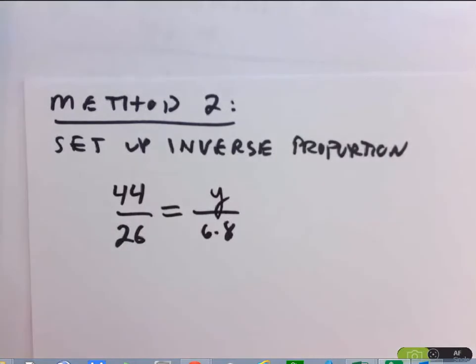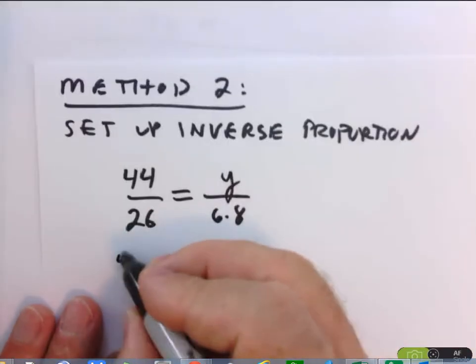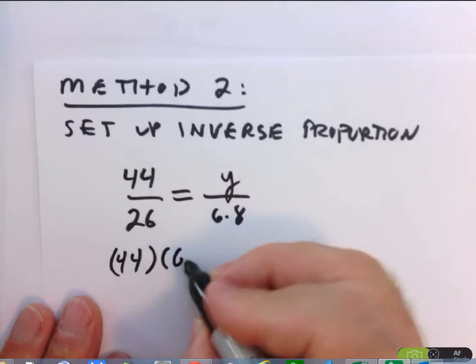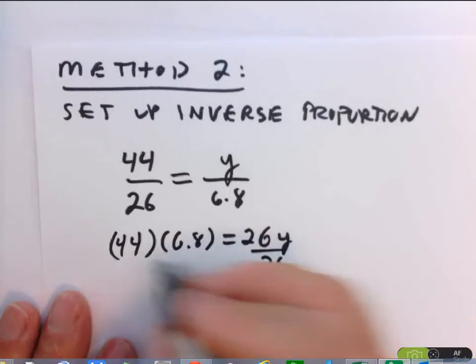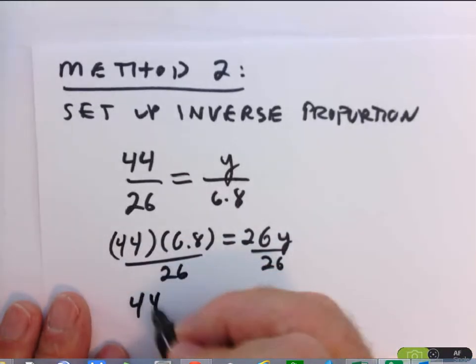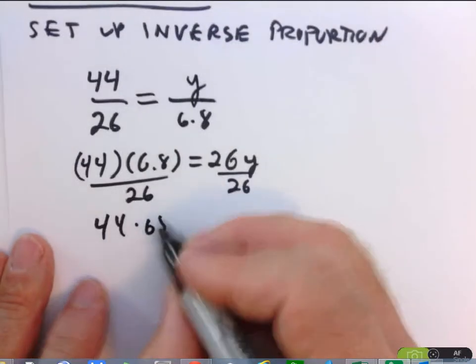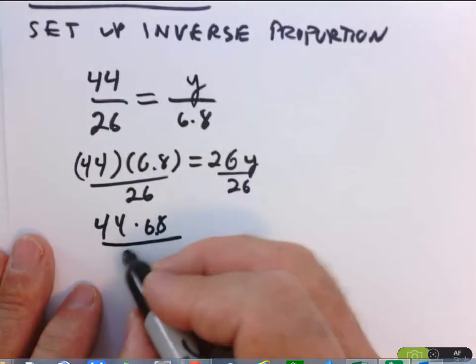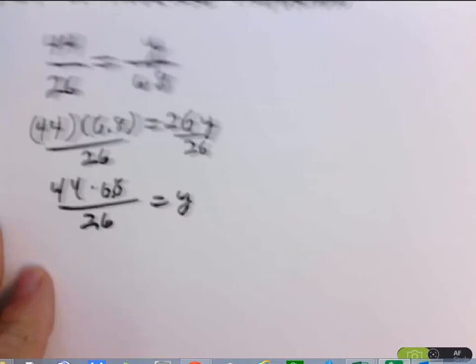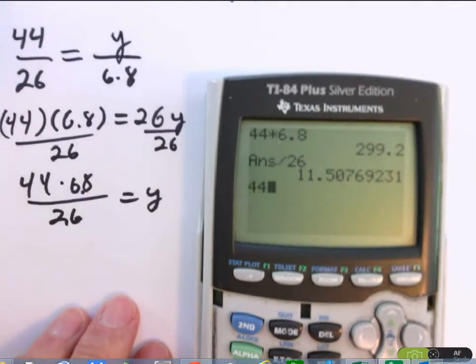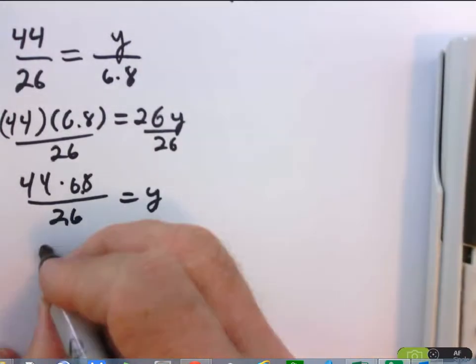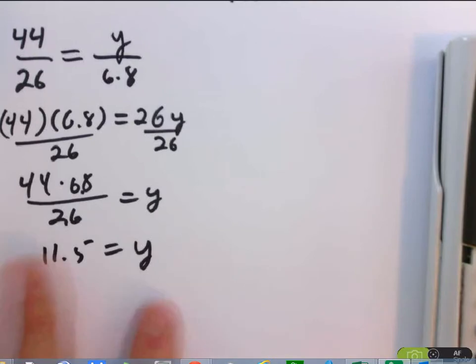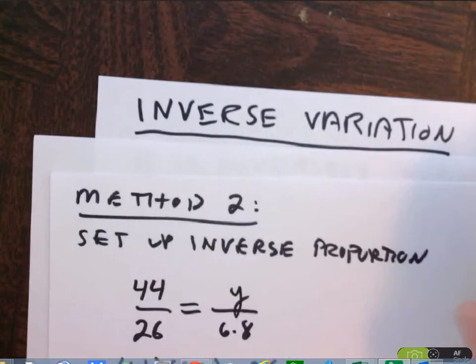So y equals 26. When we do cross products here, we get 44 times 6.8 equals 26 times y. Divide by 26. 44 times 6.8, forgot the decimal there, divided by 26 equals y. Pull out the trusty calculator. 44 times 6.8 divided by 26, and we get 11.5. Same answer. 11.5 miles per hour. So that's all there is to inverse variation or inverse proportions.